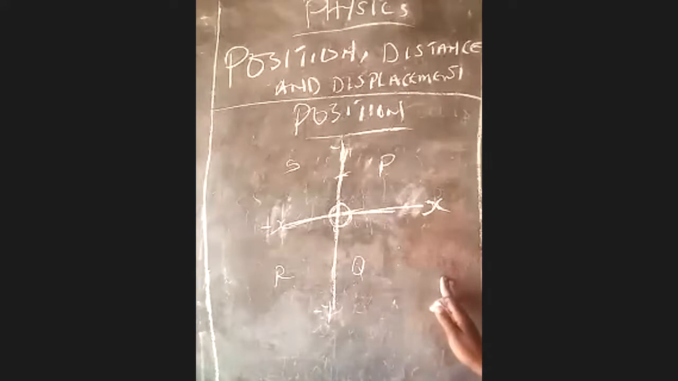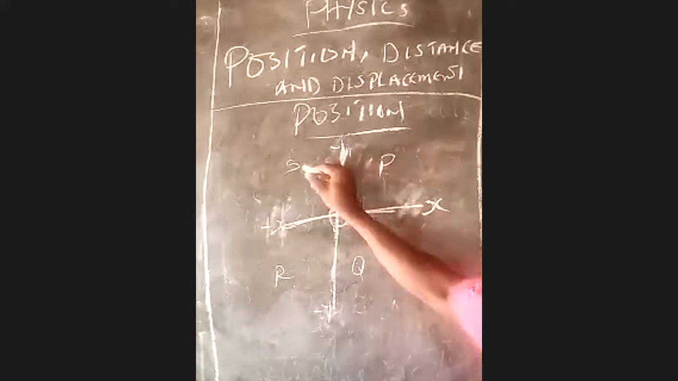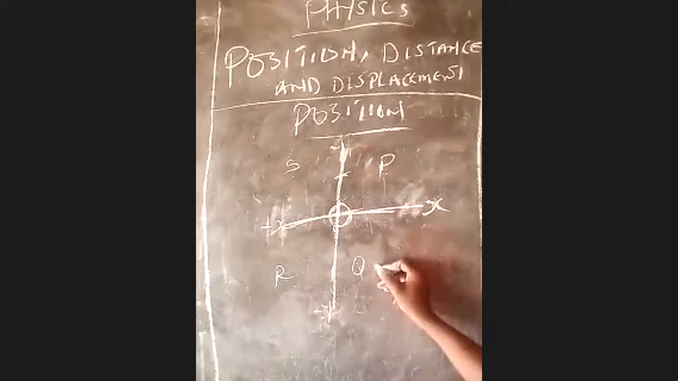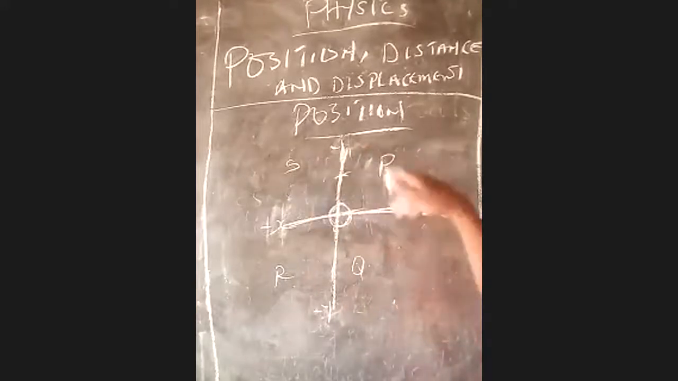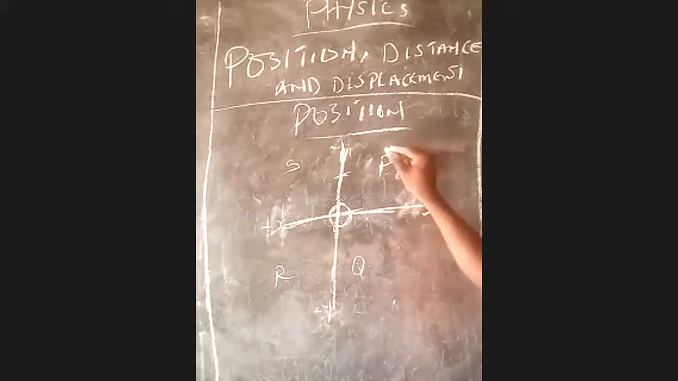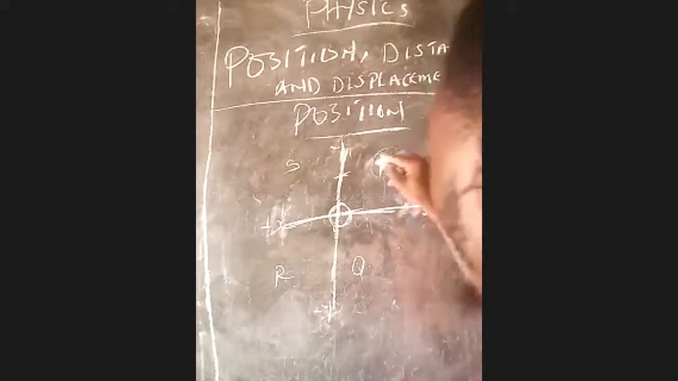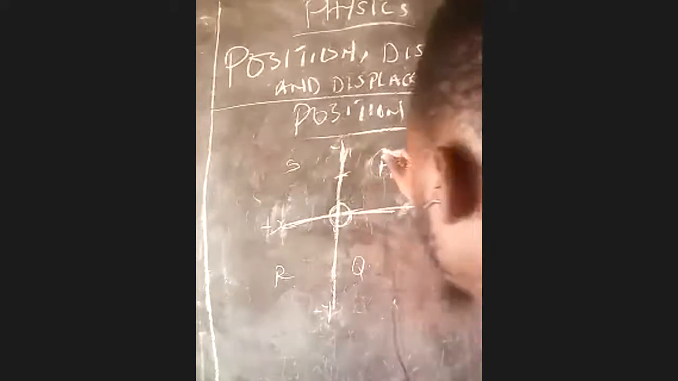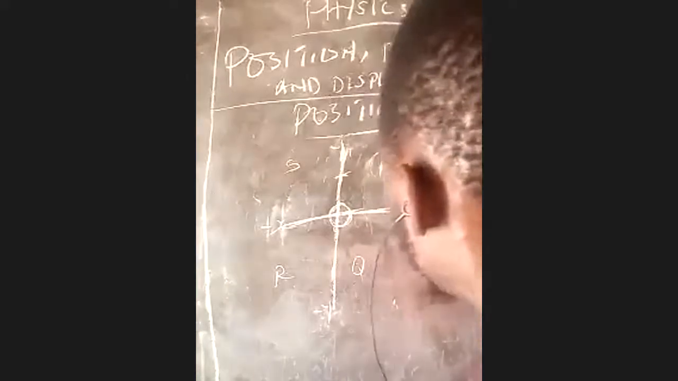Now, the position of any point, here may be point S, P, R, Q. So they are just like points on the vertical and the horizontal line that we draw on the surface. The position of any point, such as P, is specified by two quantities or coordinates, the S and Y. The position of this P is specified by two coordinates, the S and the Y.